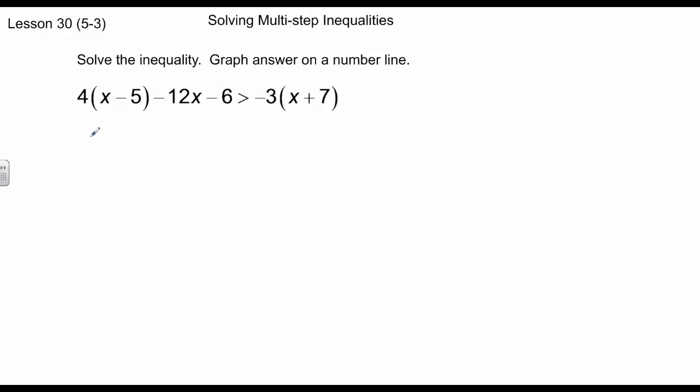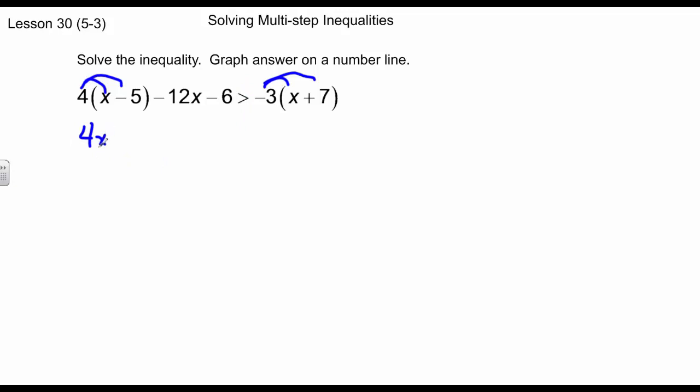Remember, the only rule we need to really concentrate on that's different than equalities is when we multiply or divide both sides of an inequality by a negative, then we must reverse the inequality sign. So the first thing I'll do is I'll distribute the 4 through, and I'll distribute the negative 3 through. Now notice, I'm going to distribute a negative 3, but I'm only doing it to one side, so I won't have to reverse my inequality yet.